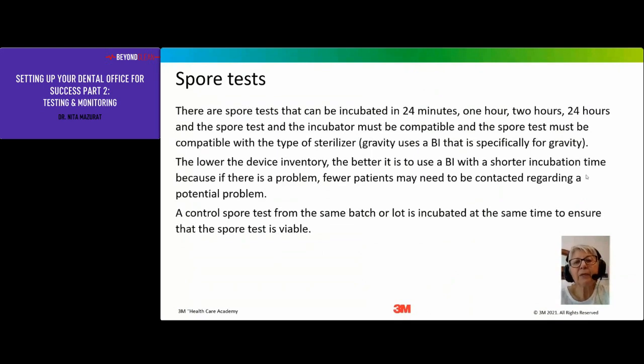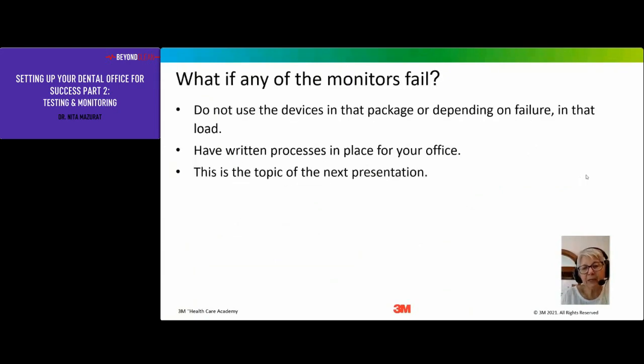There are spore tests that can be incubated in 10 minutes, 20 minutes, 24 minutes, 1 hour, 2 hours, 24 hours. The spore test and the incubator have to be compatible, and the spore test must be compatible with the type of sterilizer. The lower your device inventory, the better it is to use a BI with a shorter incubation time, because if there's a problem, you'll have fewer patients that you have to contact regarding a potential problem. A control spore test from the same batch or lot is, of course, incubated at the same time to ensure that the spore test is viable.